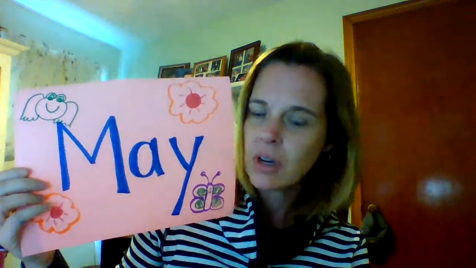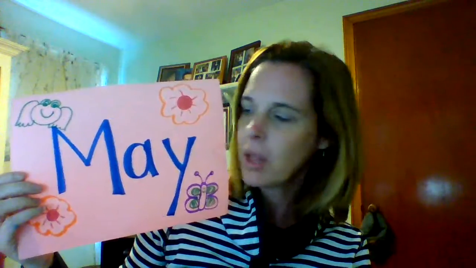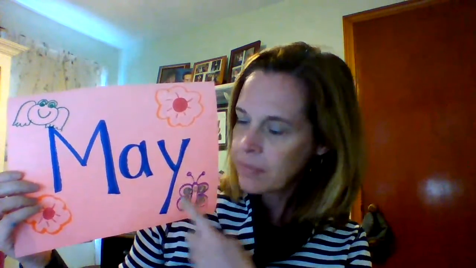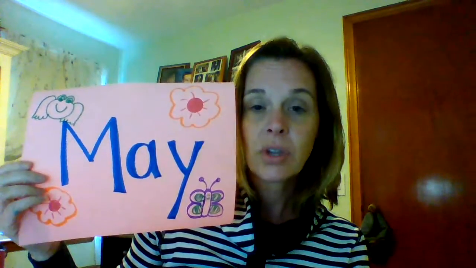So, whenever we start a new month, we always talk about the letters in the month: M-A-Y, May. The other thing we do is clap the syllables for the month. So let's clap those syllables. Let's go back and practice April. April. I hear two. Let's tap it. April. I feel two syllables in that word. So let's try that with the month of May.